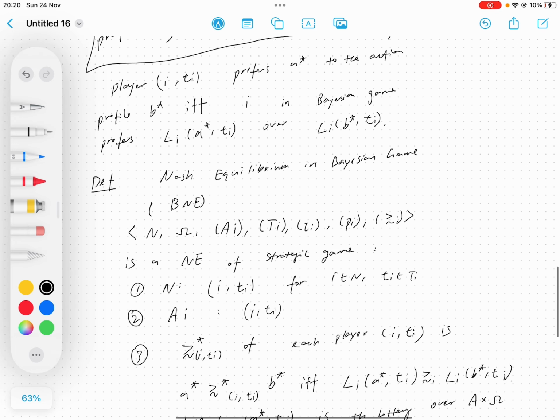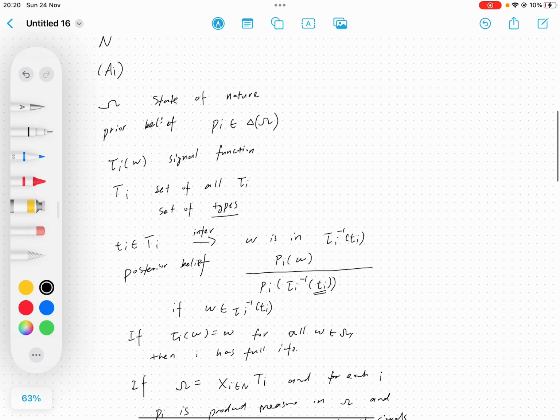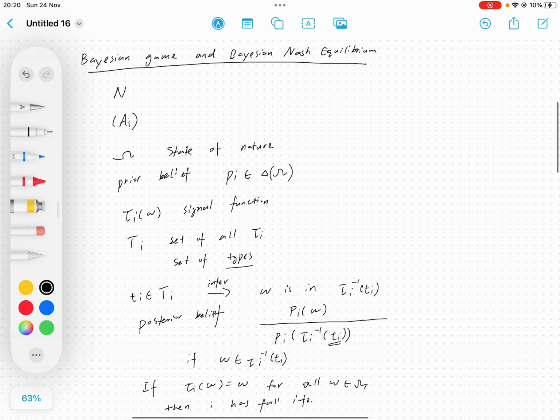So this would be a formal definition for the Bayesian Nash equilibrium and the definition for a Bayesian game. In the next few episodes, we will follow the textbook and introduce some very interesting examples of Bayesian games using the Bayesian Nash equilibrium, such as the second price auction and some other very interesting examples.